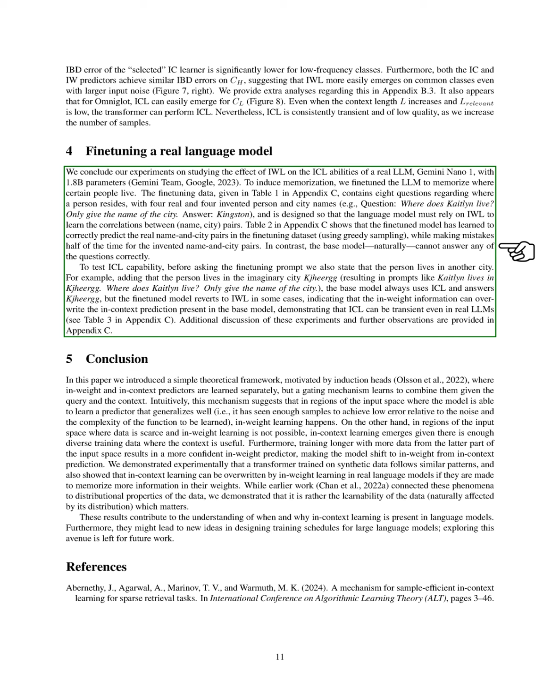To assess ICL capability, we introduce a scenario where we state that a person lives in a different city before asking the fine-tuning prompt. For instance, if we say that a person lives in the fictional city Kageyard, the base model consistently uses ICL and answers with Kageyard. However, the fine-tuned model sometimes defaults to IWL, suggesting that the in-weight information can override the in-context prediction from the base model. This demonstrates that ICL can be temporary even in real language models. We provide further discussion and observations in the appendix.